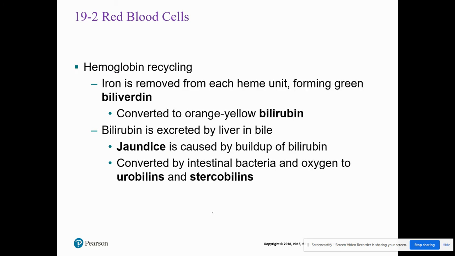All right. So again, with the recycling, we're going to pull this iron off, and it's usually Fe3+. We're going to remove it. And then if you want to remember that biliverdin is green, verde is green in a Latin language. And then when we get it to bilirubin, which we'll see with hemolytic disease of the newborn, it is a yellow-orange color. We also see this when the liver starts to shut down.